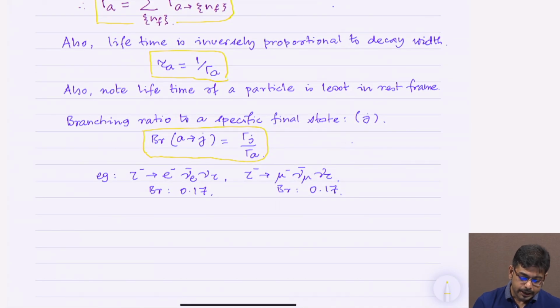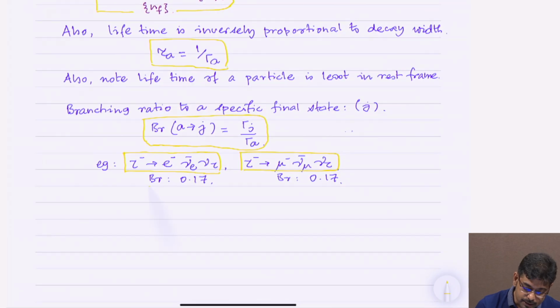For example, the tau particle, you remember we introduced the tau particle that can decay into two different final states. How this decay is possible, we are going to talk about later, but tau can decay to both an electron, antineutrino and a tau neutrino, and it can also decay to a muon, antineutrino and a tau neutrino. If you calculate these decay branching ratios, they are almost half and half, but the case is not always like that.